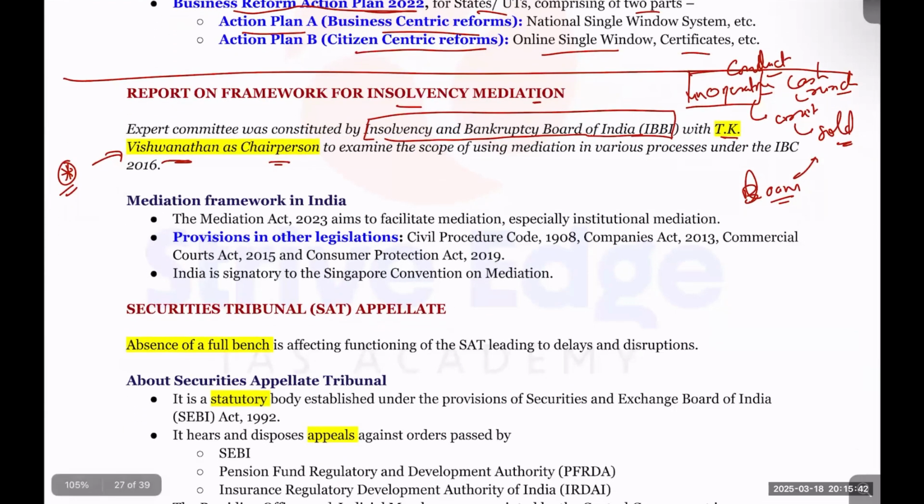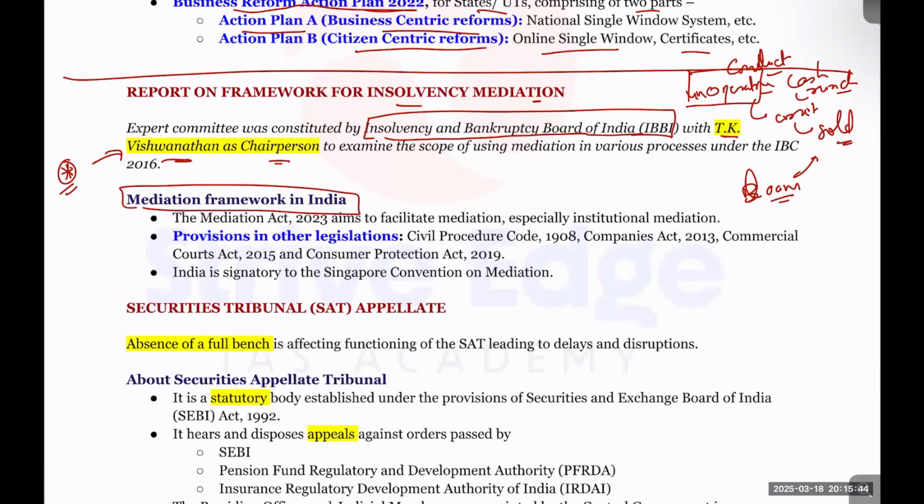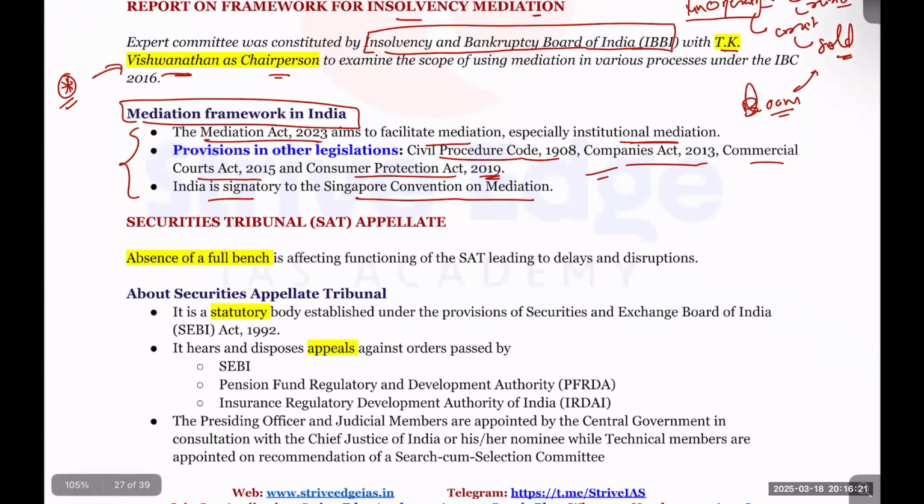Now, mediation framework in India. What is the framework of mediation in India? The Mediation Act 2023 has already been formed. Okay, it aims to facilitate mediation, especially under the institutional mechanism. Provisions in other regulations like the Civil Procedure Code, Companies Act 2013, Commercial Courts Act 2015, and Consumer Protection Act 2019 also have some provisions of mediation. Right? India is also a signatory to the Singapore Convention on Mediation. So these are some of the steps that India has taken in order to foster the culture of mediation in the country. Right?